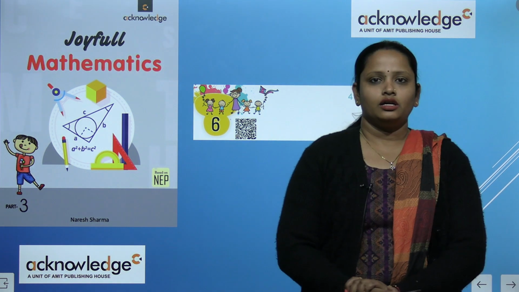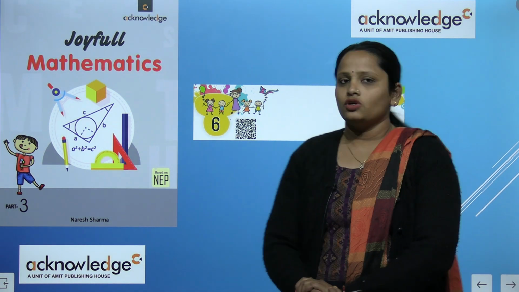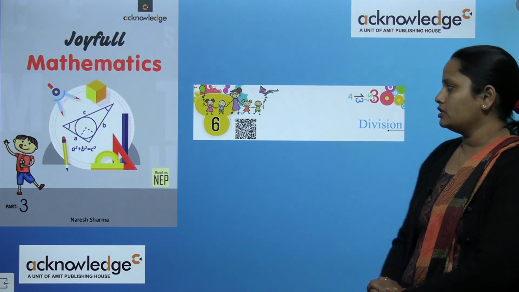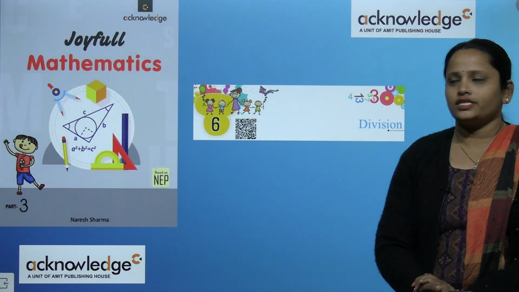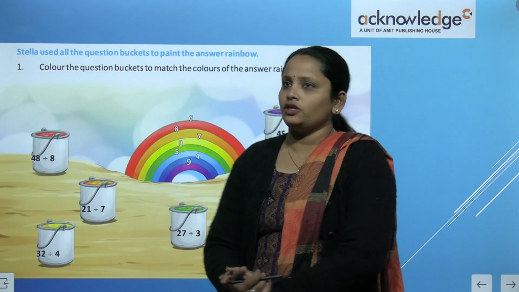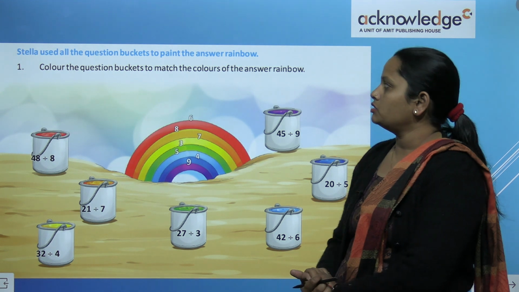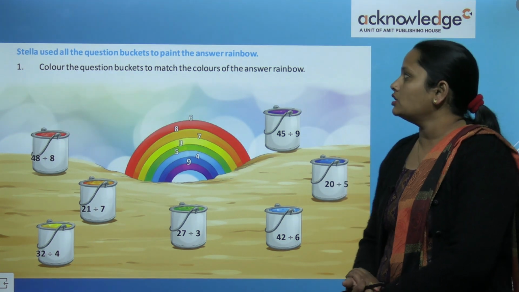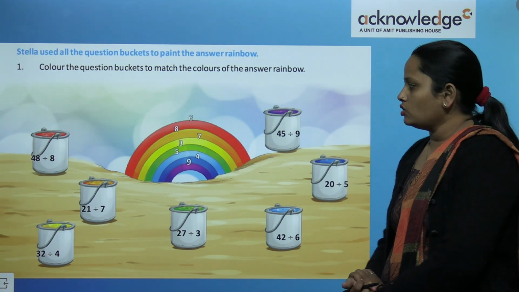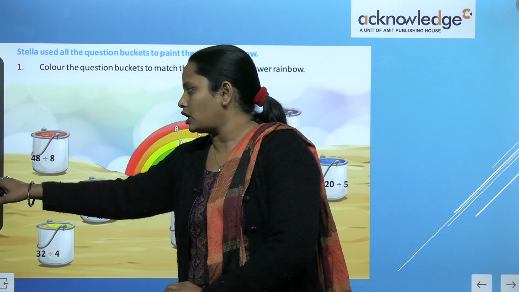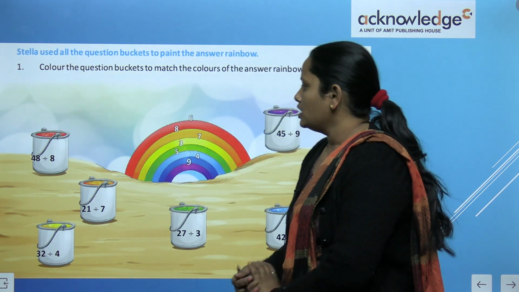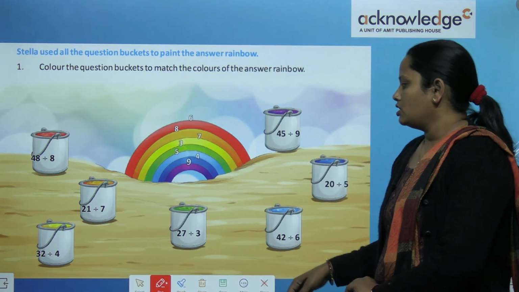Children, this is a book, Joyful Mathematics, and we are doing class 3 maths. So here let's start chapter number 6, and this is division. Let's start it. Stella used all the question buckets to paint the answer rainbow. Stella is a girl and she used all these question buckets. You can see on all the buckets there are a few questions written.